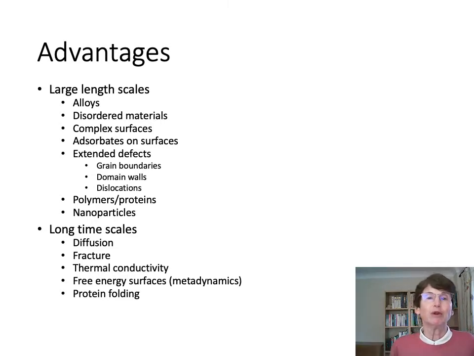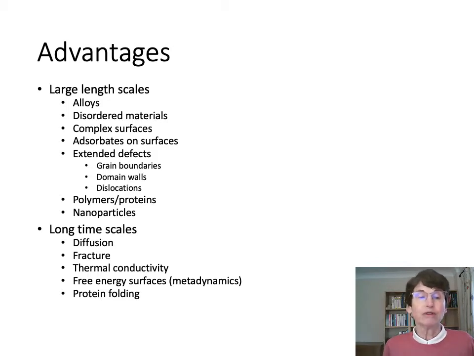Nevertheless, some systems and processes still remain inaccessible to quantum methods. They require large length scales or large time scales. So examples of things that require large length scales are dilute alloys, for which you need a very large unit cell. The same is true for disordered materials or complex surfaces, particularly adsorbents and surfaces. If you want to go to the dilute limit, you obviously need very large unit cells. Some types of defects, grain boundaries, dislocations, domain walls, also have very large length scales. So in order to model these appropriately, you need very large unit cells inaccessible to DFT.